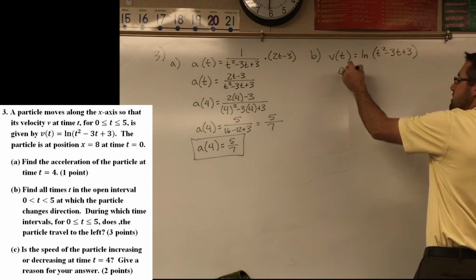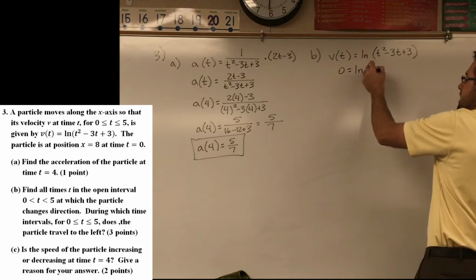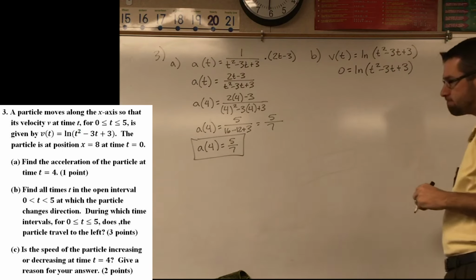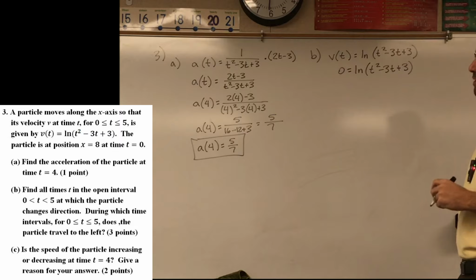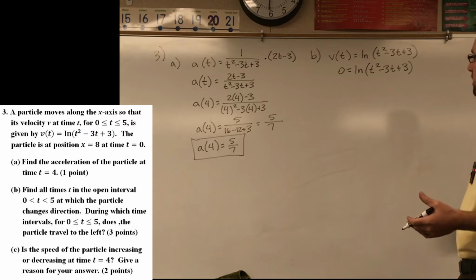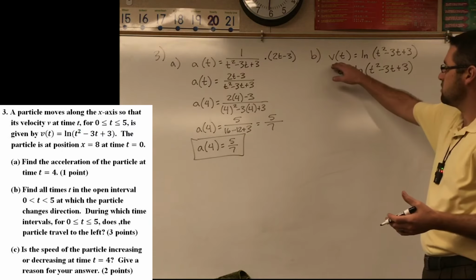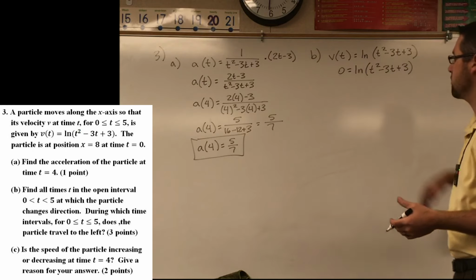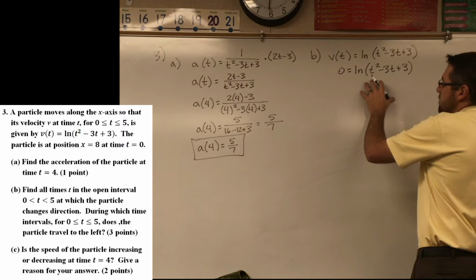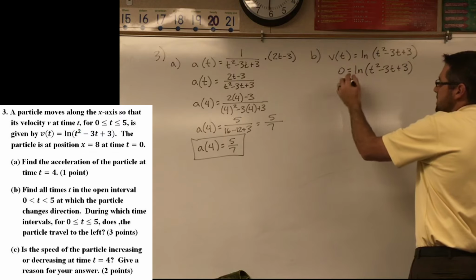So we're looking for when velocity is equal to 0. So 0 equals the natural log of t squared minus 3t plus 3. Okay. This is a calculator-based problem, but you honestly shouldn't need a calculator in order to solve this, I don't believe, but you can use a calculator. The key here is, though, you need to express v of t as 0 because you're looking for that value first of all.